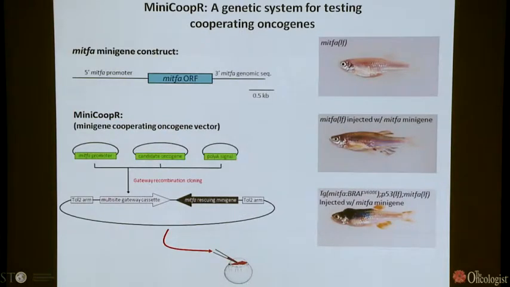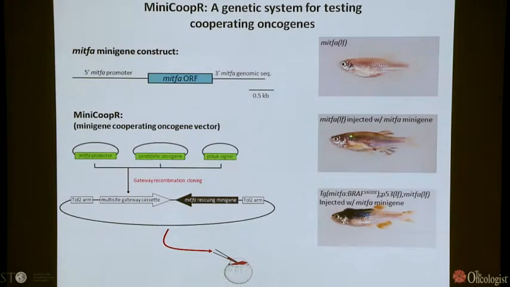So how did they do this? They utilized an overexpression platform that they call MiniCoopR, which stands for cooperating oncogene. I didn't make up the name, obviously. And MiniCoopR consists of two different injection plasmids. The first is an MITF minigene, which consists of the MITF promoter and an open reading frame for MITF. And the second is the MiniCoopR expression vector itself, which has an MITF promoter driving any candidate oncogene that you wish. And the reason that they adopted this model was actually pretty simple. They injected these into an albino zebrafish, which was actually mutated for the MITF gene itself, so it has no melanocytes and never develops melanoma.